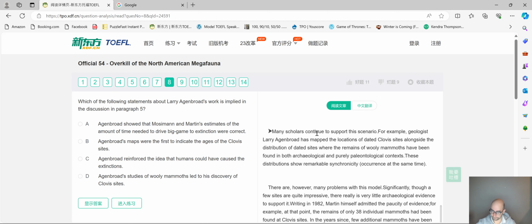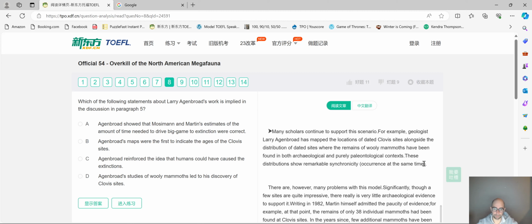So here, many scholars continue to support this. To give an example of a scholar who did support this scenario, pay attention to transition words. They can help you, not hurt you. "Geologist Larry Agenbroad has mapped the locations of dated Clovis sites alongside the distribution of dated sites where the remains of woolly mammoths have been found in both archaeological and purely paleontological contexts." Oh, so wordy. "These distributions show remarkable synchronicity." If we didn't know what that means, they've already defined it here for us: occurrence at the same time.